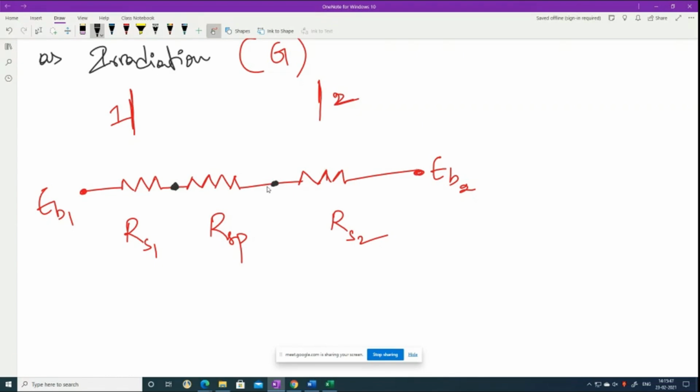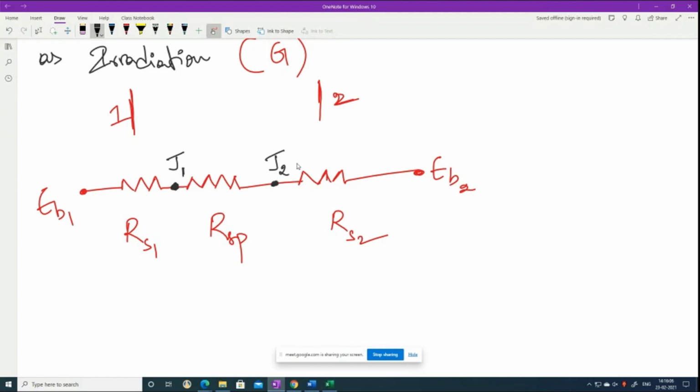What is this? Please speak out. E only. This will be J, that is the radiosity. Here we will call it J1. On this side you will call it J2. This is the important concept here.